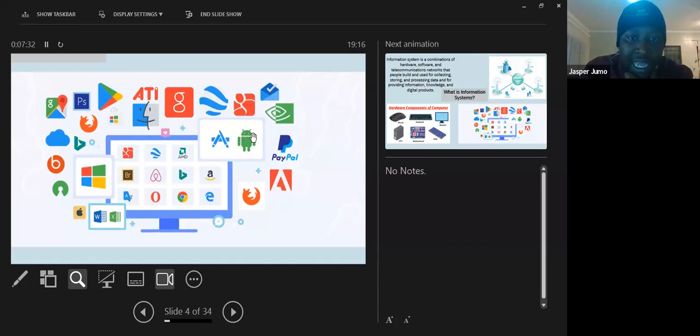So this one is an icon for Android. So this represents system software. Even this one for Apple. Let's see if there's another one that represents Windows. Yes, the Windows, they also represent system software.